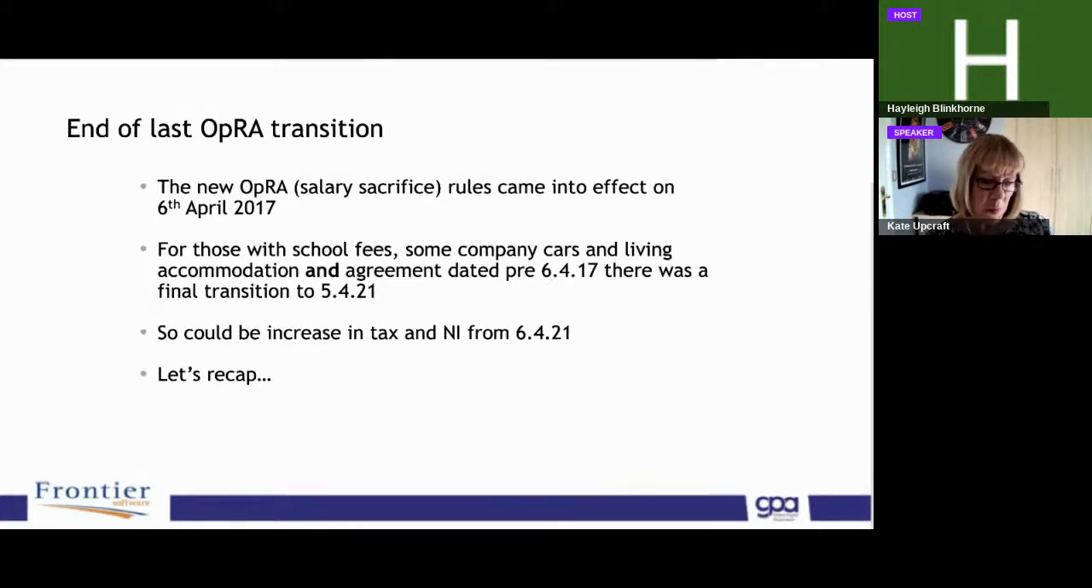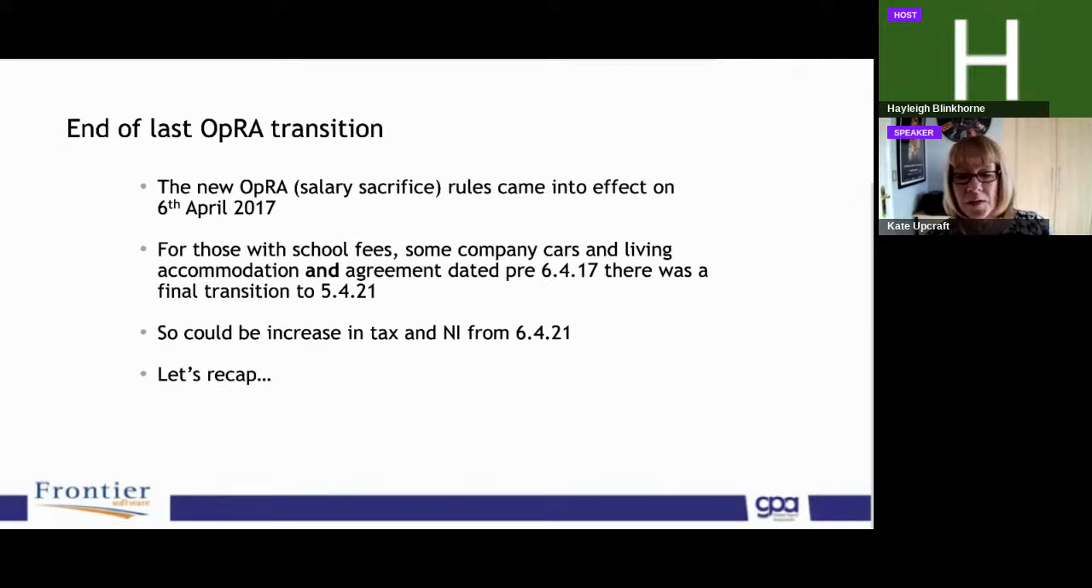So if people moved with pace and signed up to contract changes before the rules came into effect on the 6th of April, they had a final 4-year window to the end of this current tax year where they wouldn't have to move to this new calculation. We are at the end of that transition now.